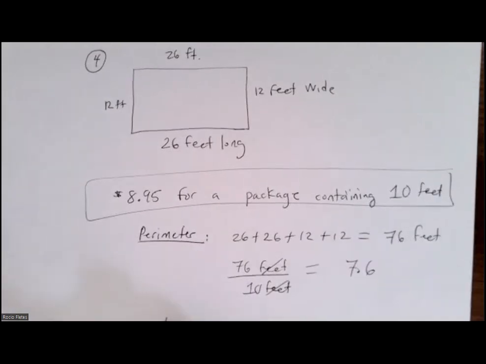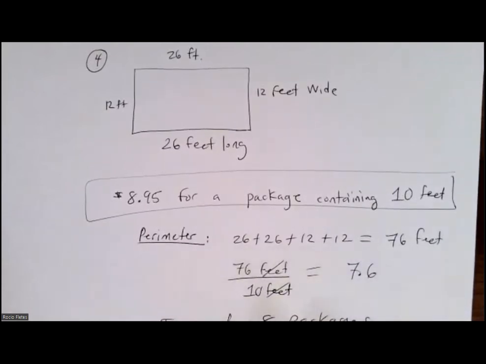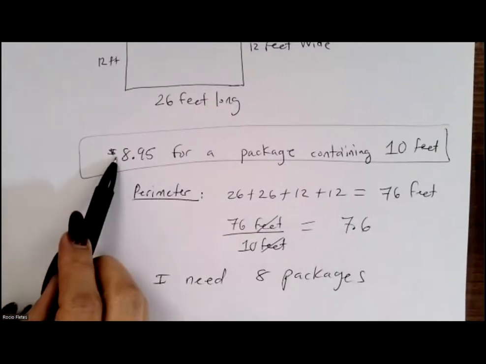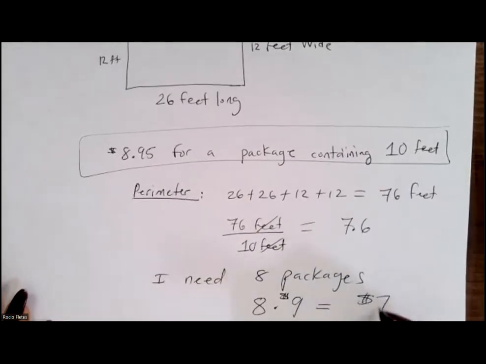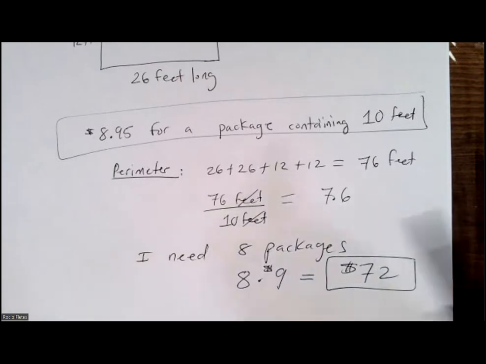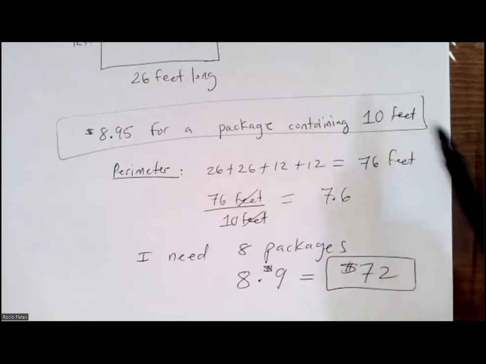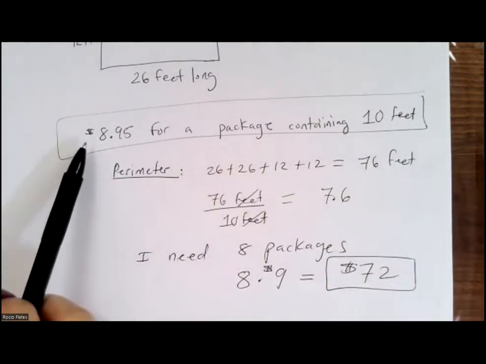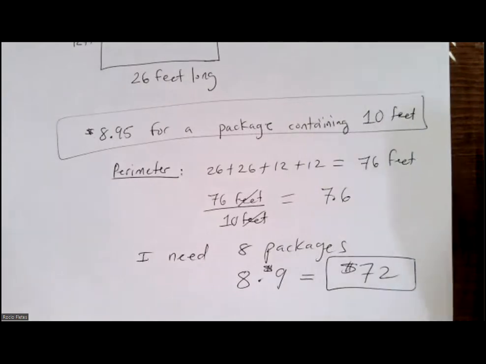So you will need 8 packages, right? And if we estimate that to $9 each, you can multiply 8 times $9. It's gonna be $72, right? For the material that you will need to cover everything. Okay, so once again, you can't buy 7.6 of those, so you will need 8 of them. If you estimate at $9 each, 8 times 9 equals $72 for the 8 packages you need. Okay, so that is number 4.